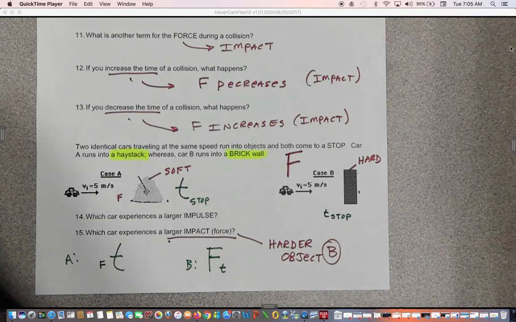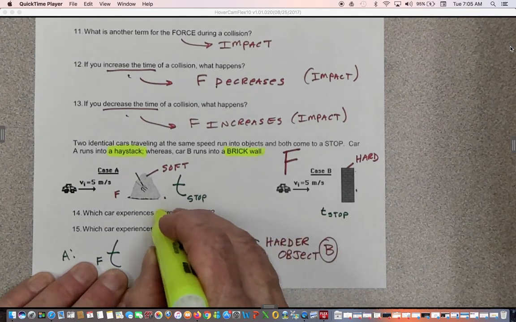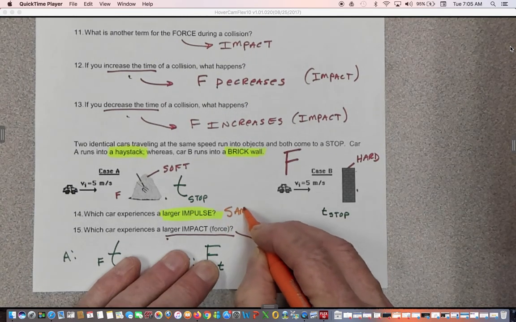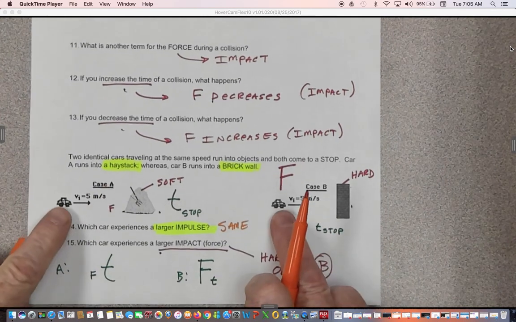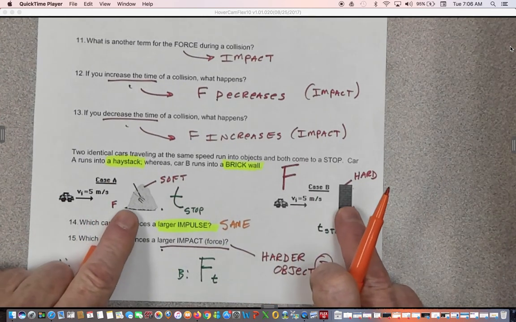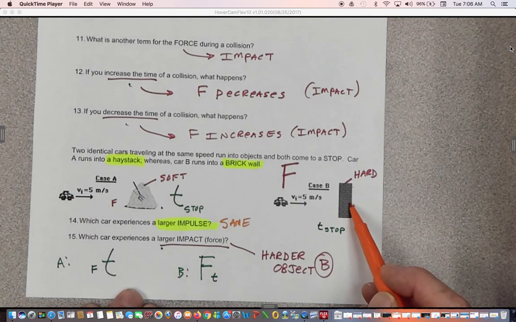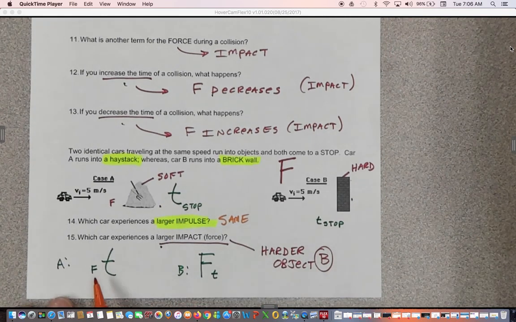Now, as far as impulse, this is tricky. Believe it or not, even though one has a bigger force, they have the same impulse. How is that? Because they're both the same car, and they're both going to come to a stop from the same speed, so they have the same impulse. Just one hits a hard object, one hits a soft object. So a small force and a big time is the same as a big force and a small time. We talked about that. They have the same impulse, but they have different forces.